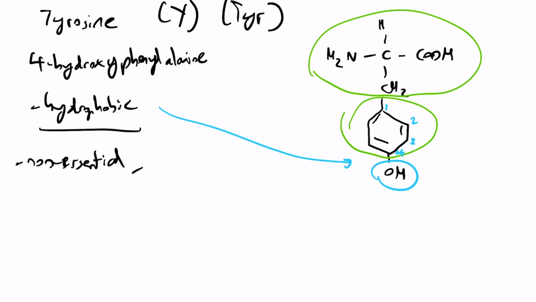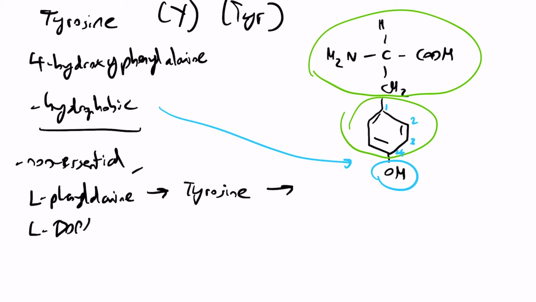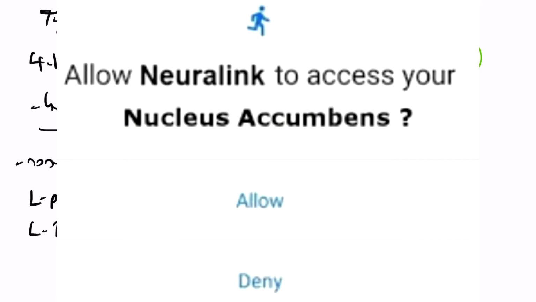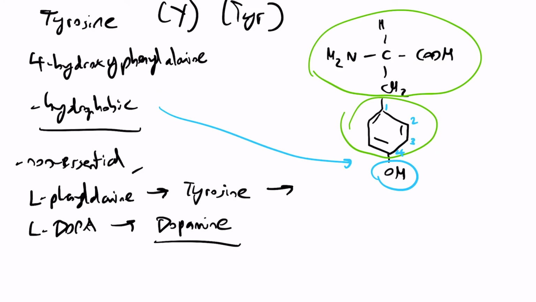And a very important reaction that tyrosine participates in is basically you've got phenylalanine. I put the L there because all naturally occurring amino acids are L isomers. So phenylalanine can be converted to tyrosine can be converted to L-dopa, and L-dopa can be converted into your boy dopamine. So dopamine is another super common neurotransmitter that everyone talks about, like having dopamine rushes on Facebook and social media and stuff like that.